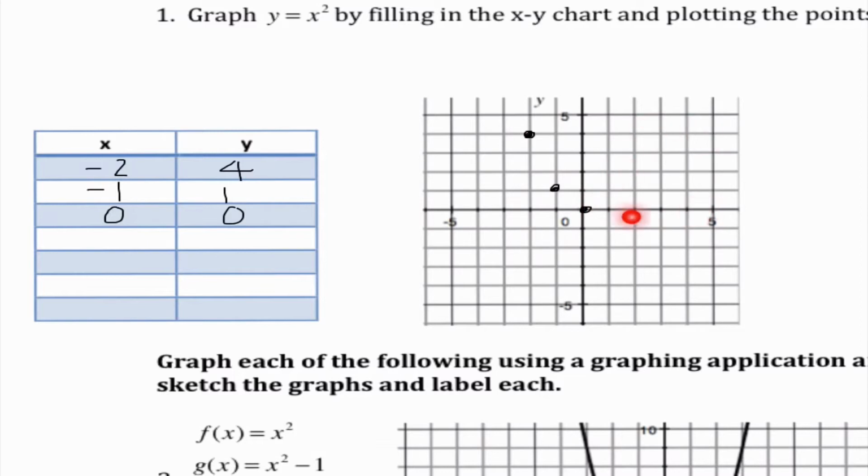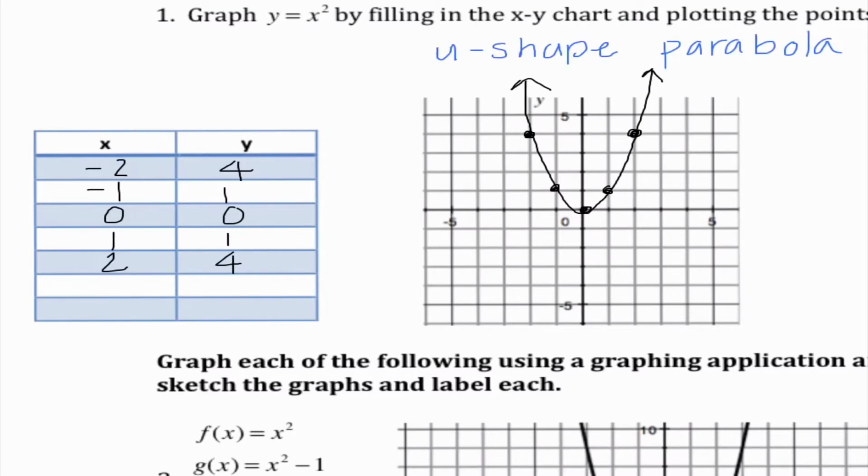So I'm going to have to figure out what's happening over here in the positive x values. I'm going to try 1. I know 1 squared is 1. Then I'm going to try 2. 2 squared is 4. So what I get is a shape like this, and I'm going to connect these now. We always draw this with a U shape, and we call this a parabola. The graph of any quadratic function is a parabola, and we're going to talk a little bit more about a parabola now.